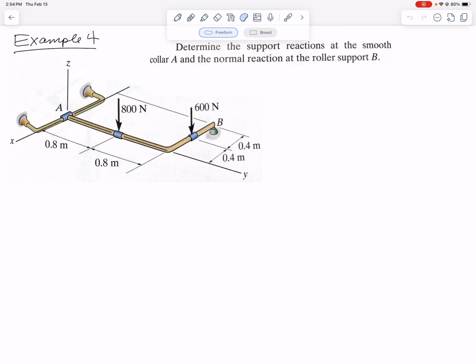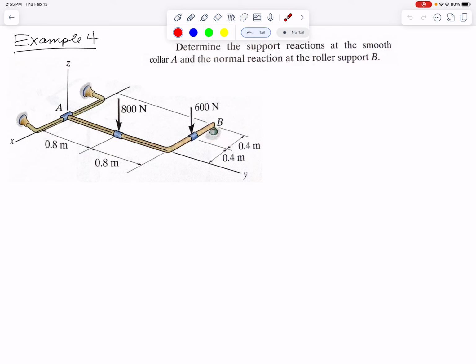Today we're going to work a couple more examples of 3D rigid body equilibrium. So this next example that I have is a kind of bent pipe or bar, and it's being supported by, it says it's a roller support at B, so it's sitting on the ground basically. The ground's going to provide an upward normal force.